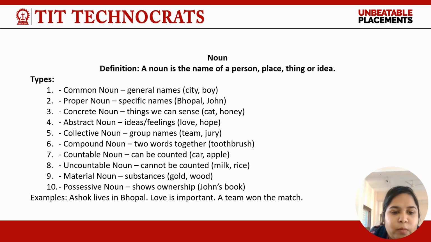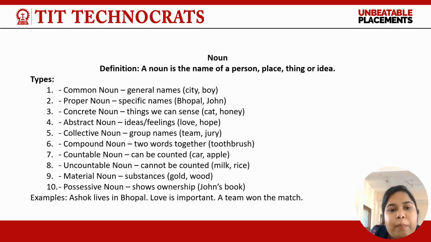Whereas sixth type of a noun is a compound noun. It tells about two words which are used together. For example, toothbrush or toothpaste. Even we say ice cream. This all comes under compound noun.